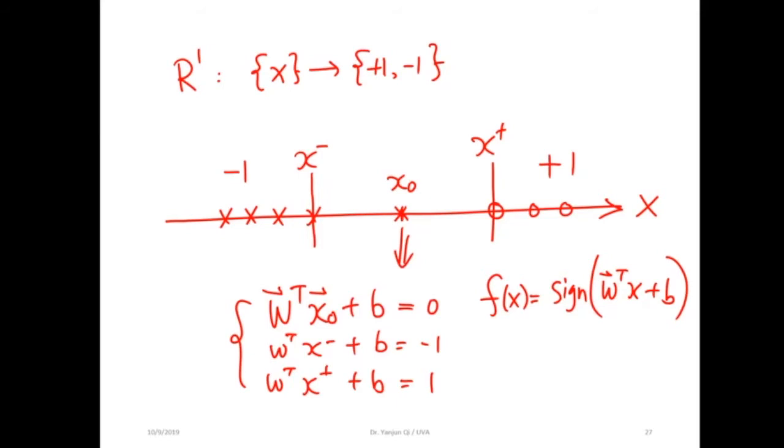Question about this? In the end, this is my design. I'm designing the region to look like this. And then what I need to look for is W and B. I'm searching for a W and B to make this fit well in my training data.